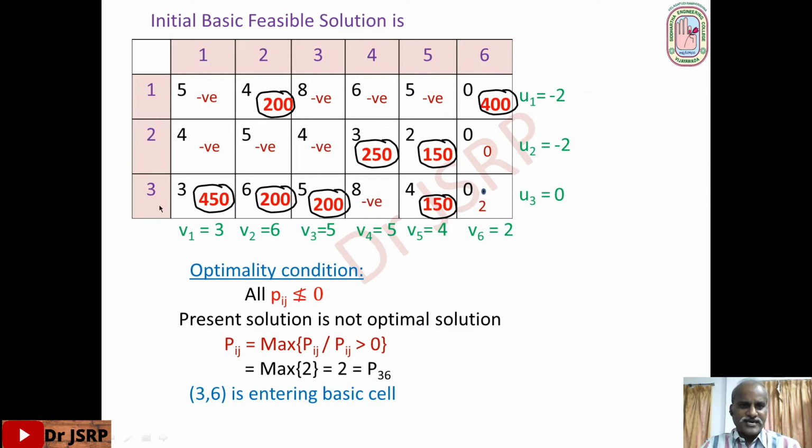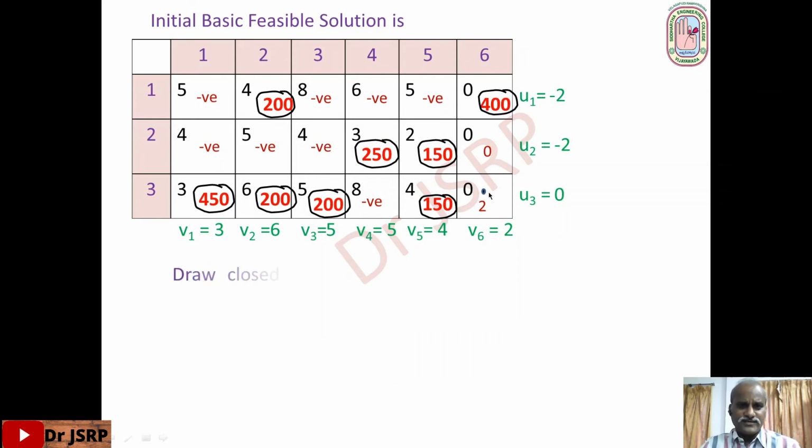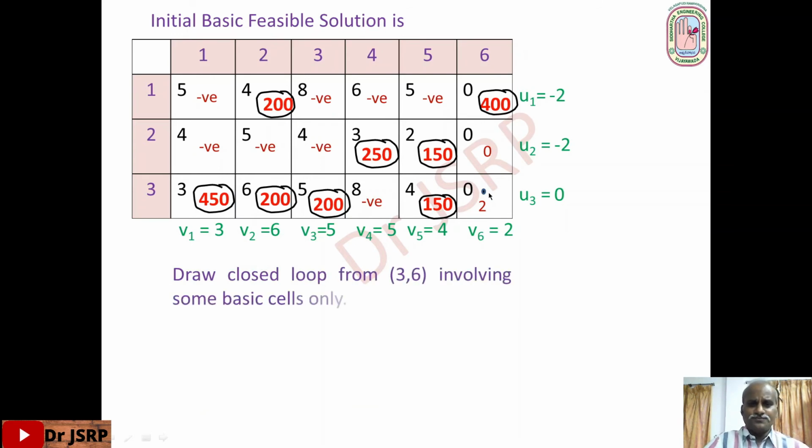So 3,6 is entering basic cell. Now we find the leaving basic cell. For that, draw a closed loop from this new cell 3,6 involving some basic cells only. There is this unique loop starting from this new basic cell involving basic cells only. You have to identify it. You can move in clockwise direction or anti-clockwise direction. So start from here. We have to reach here finally.